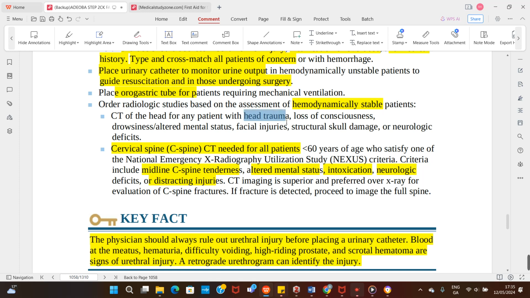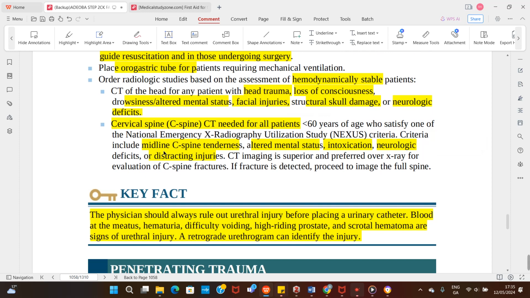So you get a history that there's head trauma, they are not conscious, they have altered sensorium, they are drowsy, they have a history of facial injury, skull opening injury, or neurologic deficits. All these kinds of people definitely have to get a CT of the head to further evaluate for injury to the brain that is life threatening. Very, very important. They could have some hematoma somewhere that you need to rule out. So you need to do your CT. Very, very important in any patient with any of these.